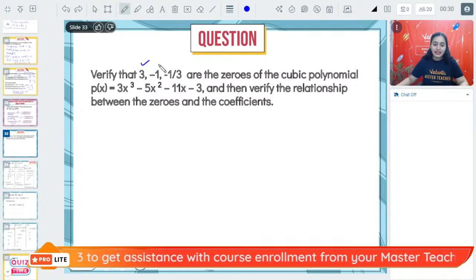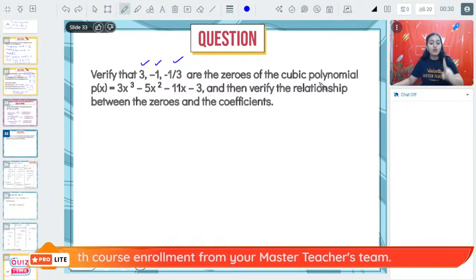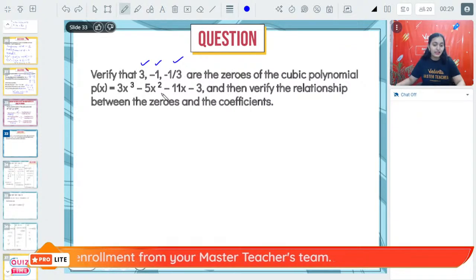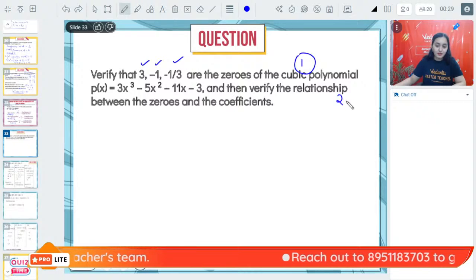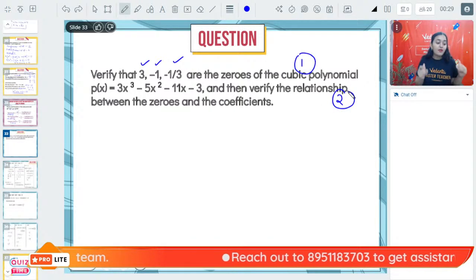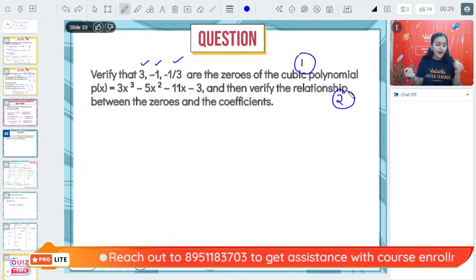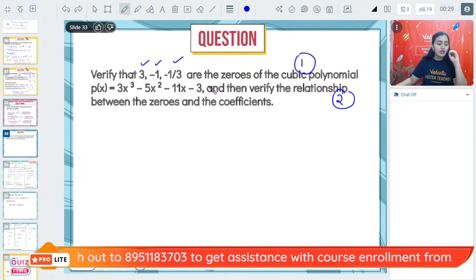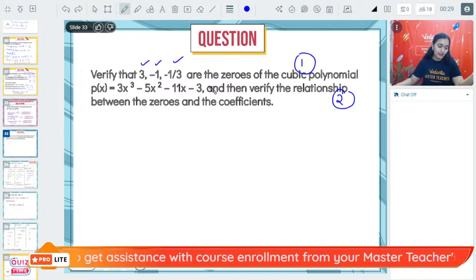Now let us see what type of questions can come. Verify that 3, minus 1, and minus 1 upon 3 are the zeros of the cubic polynomial, and then verify the relationship between the zeros and the coefficients. So this is part 1 of the question. This is part 2 of the question. How are you going to solve part 1? It is very easy. Priyanshu, it is good to have knowledge of it. If the question comes, you should be able to answer it, right?